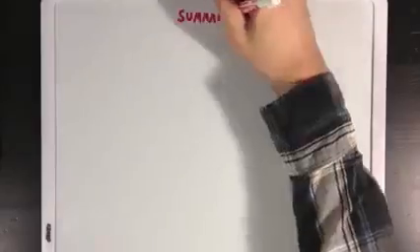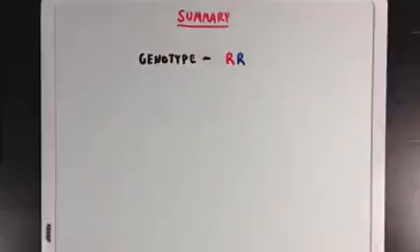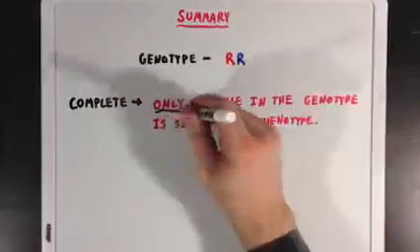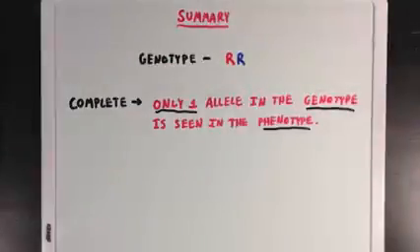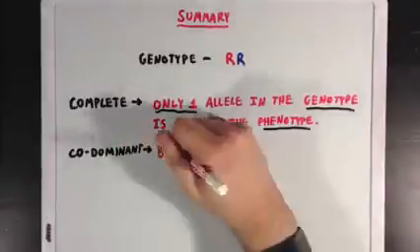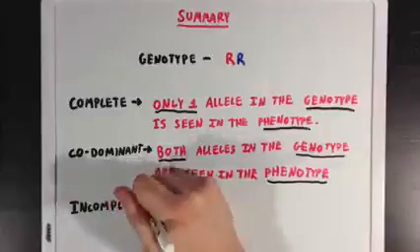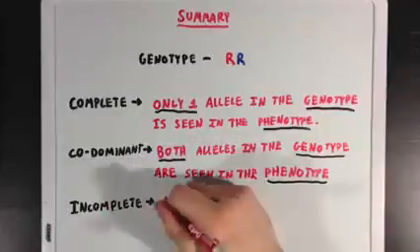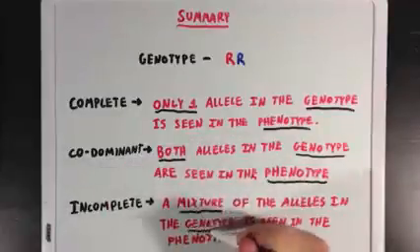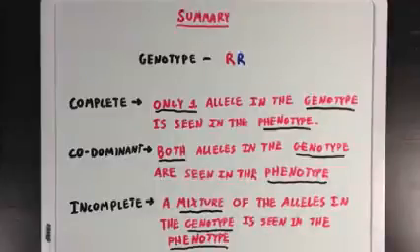So what did we learn? Well, if we assume the heterozygous genotype, red R, blue R, then there are three different dominance patterns that we might see for a specific trait. In complete dominance, only one allele in the genotype, the dominant allele, is seen in the phenotype. And this was the example with the red flower. In codominance, both alleles in the genotype are seen in the phenotype, and this was the example with the flower with both red and blue petals. And finally, in incomplete dominance, a mixture of the alleles in the genotype is seen in the phenotype, and this was the example with the purple flower.